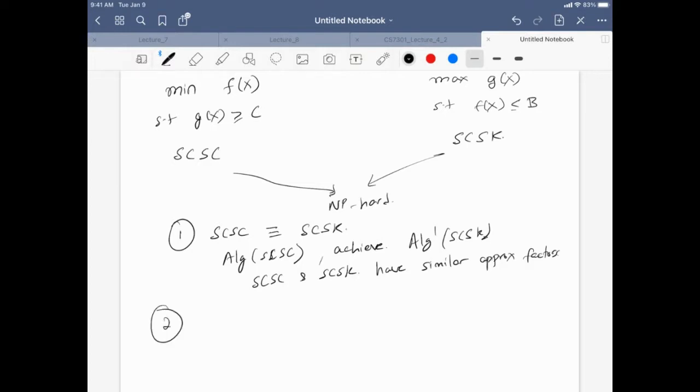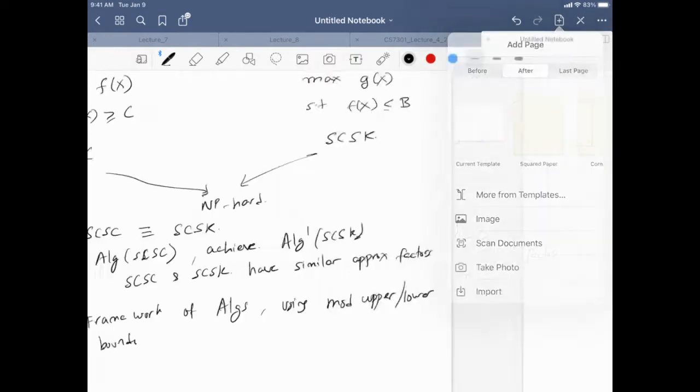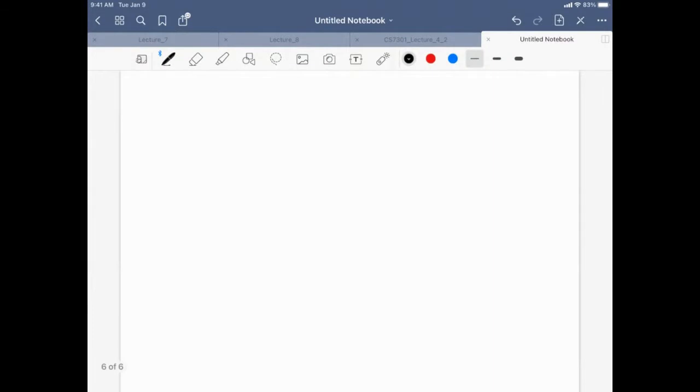right? And now the second thing is that we can actually come up with a framework of algorithms using modular upper bounds and lower bounds. And in turn, we are converting them into easier problems. But because of the way the problem is, we can actually get bounded approximation factors in both cases. So I'll just give you a brief sense of the algorithms for this.